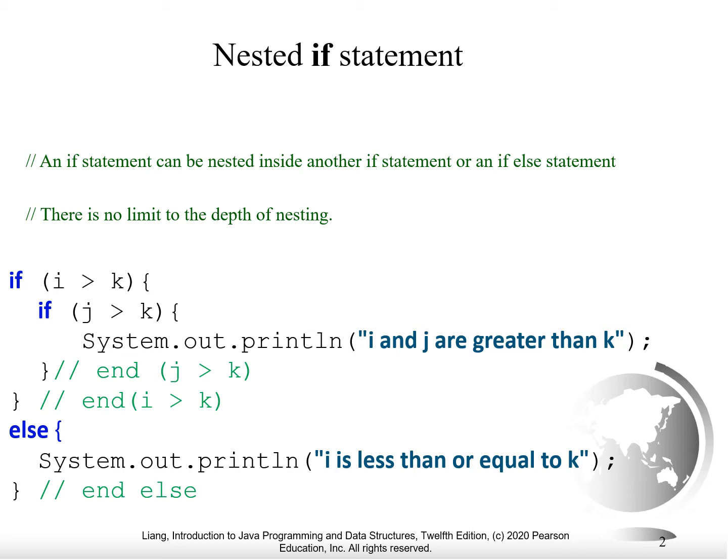Consider the placement of the else statement. The else statement is attached to the condition i greater than k. So the else statement is only executed if i is less than k. Likewise, the if statement with the condition j greater than k is only executed if i is greater than k. Can you draw the flowchart for this nested if statement?